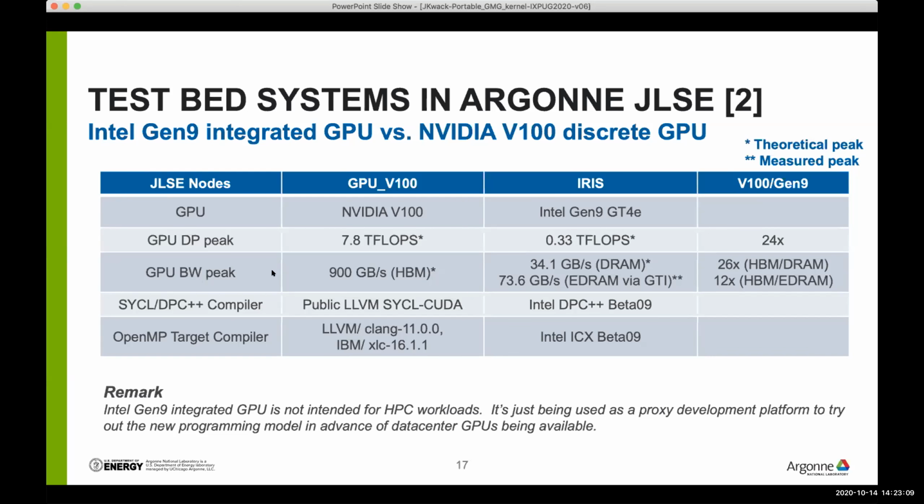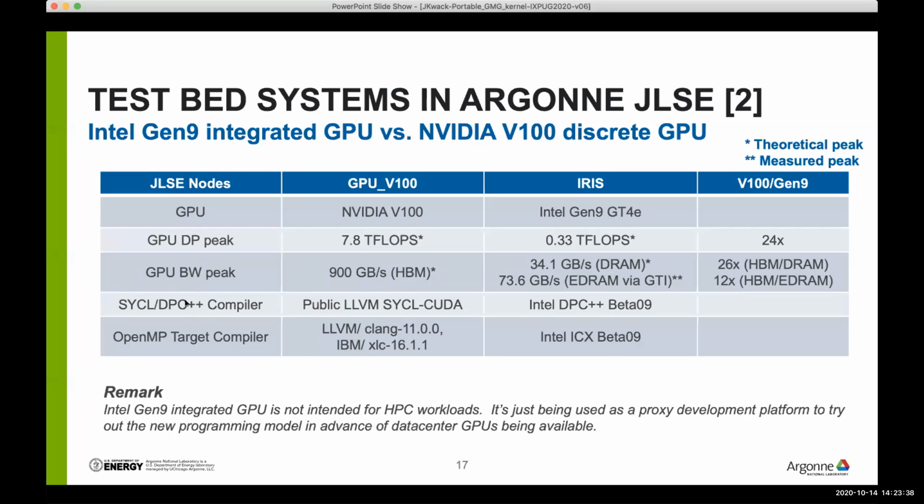And for GPU memory bandwidth, the Gen 9 GPU has two layers of memory. DRAM is the large capacity memory, and EDRAM is the small capacity but faster memory. So if your kernel uses the DRAM mainly, the difference between the Iris and V100 is 26x. But if your kernel can use EDRAM efficiently, we can expect only a 12x difference between the V100 and Iris node.